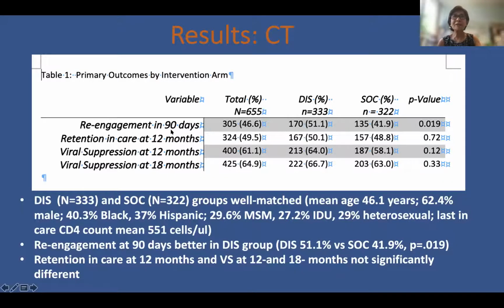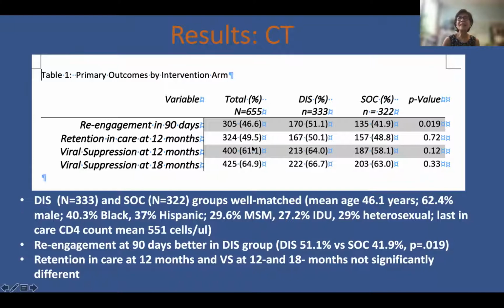Then when we wait longer and look at what happened to the people who were randomized at 12 months, there was no difference between the standard of care and the DIS arm in terms of retention in care. There was no difference in viral suppression at 12 months and no difference in viral suppression at 18 months. So the only statistically significant difference in these two arms was re-engagement at 90 days. By the way, the groups were very well matched, so the randomization worked. And so the question, of course, is why is that?